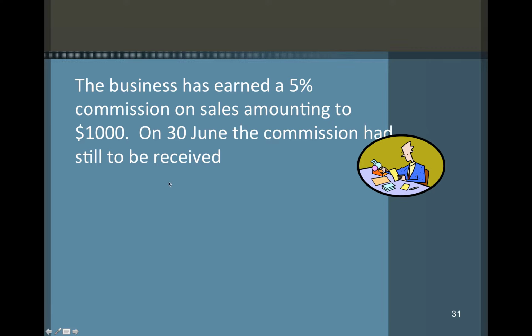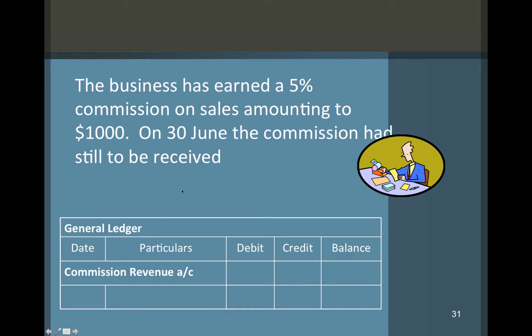And here's our example. The business has earned a 5% commission on sales amounting to $1,000. On the 30th of June, the commission has still to be received. So we've sold $1,000 worth of stock for a particular supplier, and this supplier will, as an incentive, pay us 5% of any sales relating to their particular products. It encourages us, I suppose, as a retailer to sell more of that product, and it represents a revenue. So we still haven't received that on the close of the financial period.